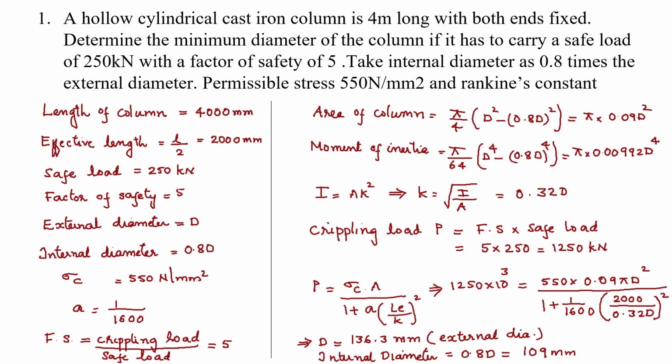Then first we can find out the area of column, which is given by pi by 4 into D square minus 0.8 D square, and moment of inertia pi by 64 into D raised to 4 minus 0.8 D raised to 4. In the expression for Rankine's crippling load, we should have these terms: sigma c, capital A, then Rankine constant is given, then we should find out Le by K. K is the radius of gyration, which is given by root of I by A. We have got the I as well as A here. So from this K is equal to 0.32 D.